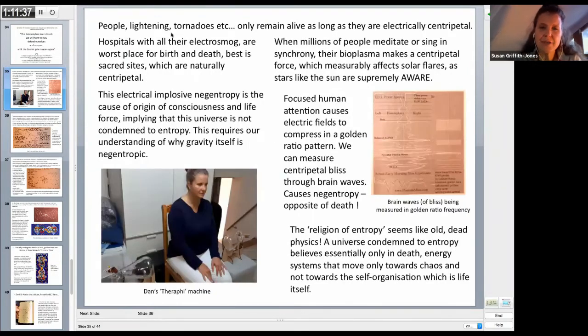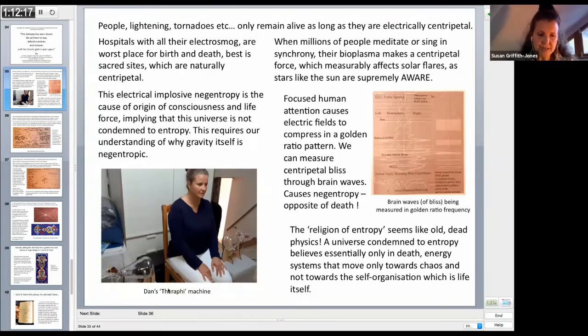People, lightning, tornadoes, etc. only remain alive as long as they are electrically centripetal. Hospitals with all their electrosmog are worse places for birth and death, best as sacred sites, which are naturally centripetal. So the electrical implosive negentropy is the cause of origin of consciousness and life force, implying that this universe is not condemned to entropy, as scientists would want us to believe. This requires our understanding of why gravity itself is negentropic, and this is where Dan's research comes into the fore. This is what he's been working on.